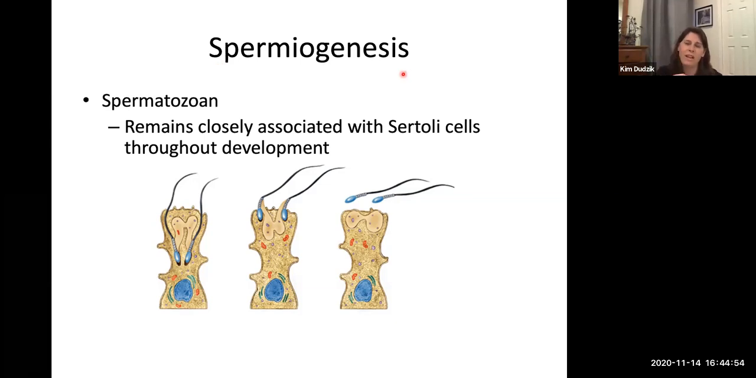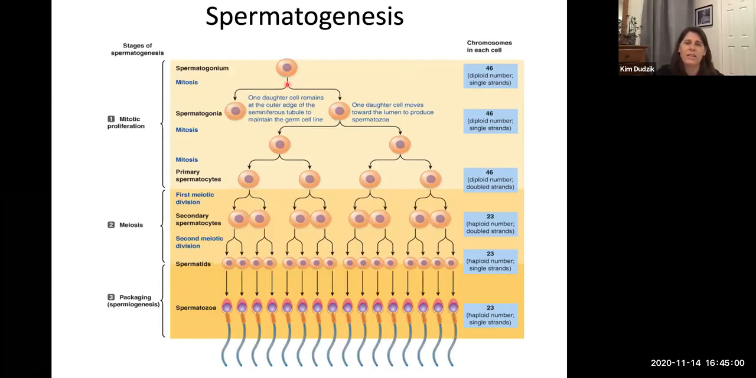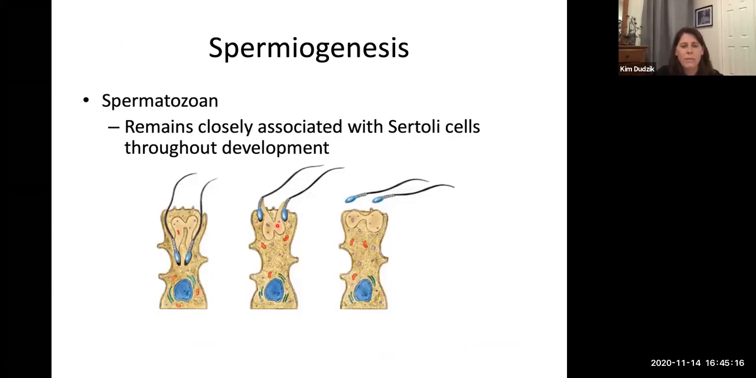Spermiogenesis is when you already have haploid cells, but you need to package them to look like sperm to get the function of sperm. Spermatogenesis is the process of dividing diploid cells into haploid cells, specifically for sperm. When the sperm develop, they remain closely associated with the Sertoli cells inside of the seminiferous tubules.